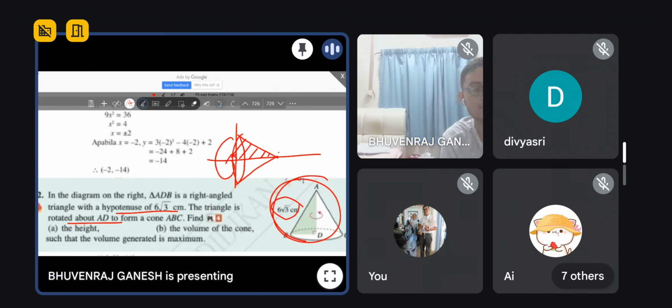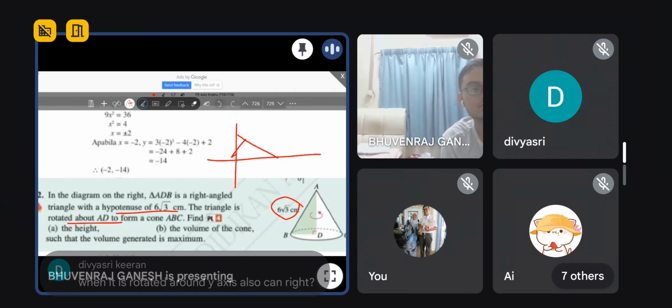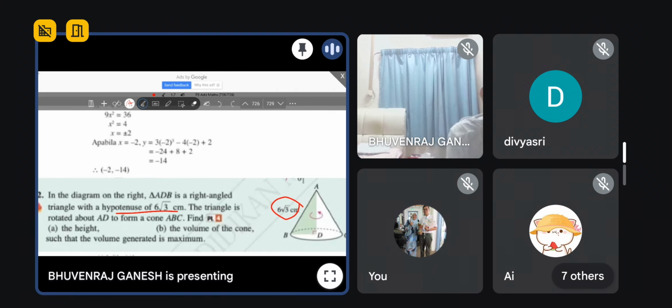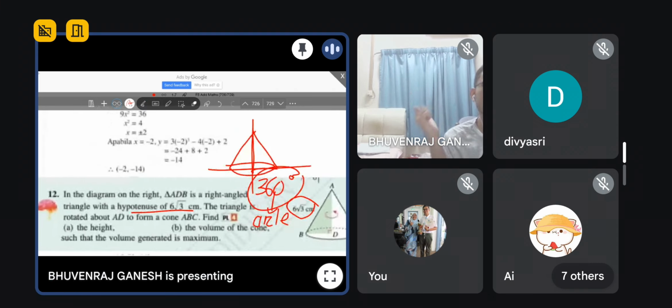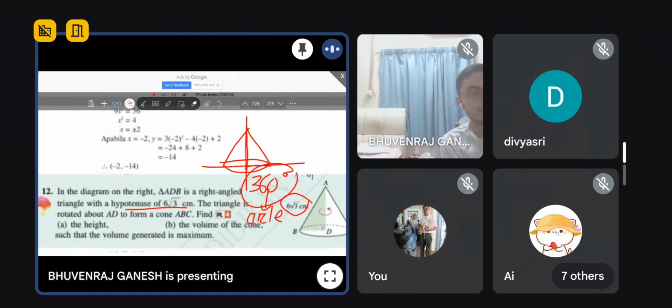Okay, guys, just for you to understand only. When it is rotated around the y-axis, also can, right? You can draw it out and see. Let's say the region is like this. You rotate it, you will get a shape like this, and then it becomes a circle. Why does it become a circle? Because we rotate 360 degrees. 360 degrees will form a circle. So that's how you get a circle at the bottom. It's like the base. You must try to imagine in 3D a bit. Then you can get it.